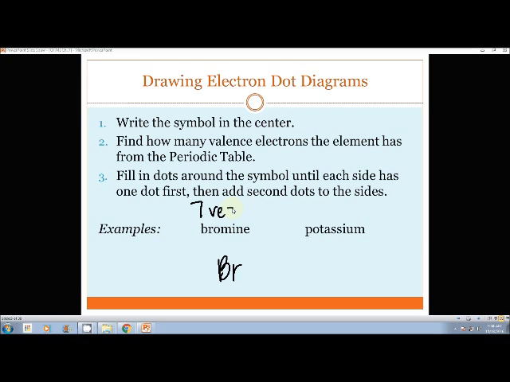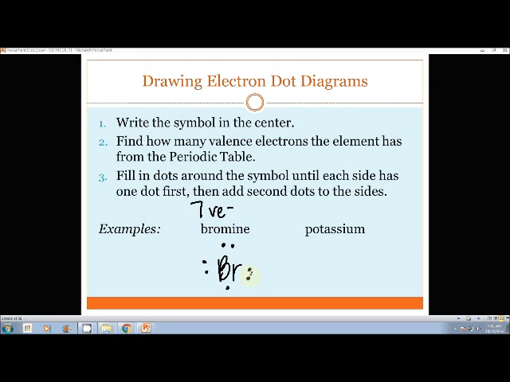So when we start filling in the 7 dots, it doesn't matter which side you start on, because if yours ends up looking a little bit different than mine, that's okay, as long as you have 7 dots. So I'm going to start at the top. So I'm going to go 1, 2, 3, 4. Now that I have 4, I can start doubling up. So then 5, 6, 7. So I have 3 sides with 2 dots each and 1 side with just 1 dot. If your side with the 1 dot would be on top or on the left or the right, that is okay. As long as you have 7 dots, 2 per side and then 1 with 1 dot.